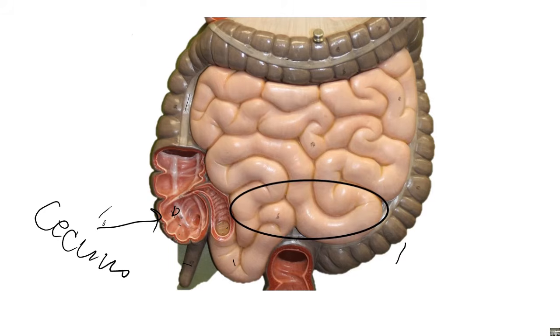If I was identifying that, I would circle it like this. It curves down and then up like that again, kind of like an S, right? S for sigmoid. So I would circle that last section like that for the sigmoid colon. And then that goes down into the rectum. We can't really see the rectum here, but the rectum would be right down here.